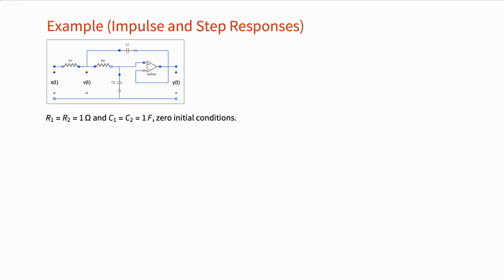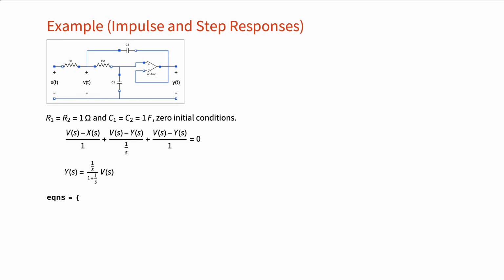Let's look at one more example. Let's find the impulse response and the step response of the circuit shown here with the given values for the resistors and the capacitors and zero initial condition. Performing a nodal analysis in the S domain, for the node that is labeled as V(t), we get the equation here. The sum of all the currents leaving the node is equal to 0. And for the non-inverting input of the op-amp, we get another equation.